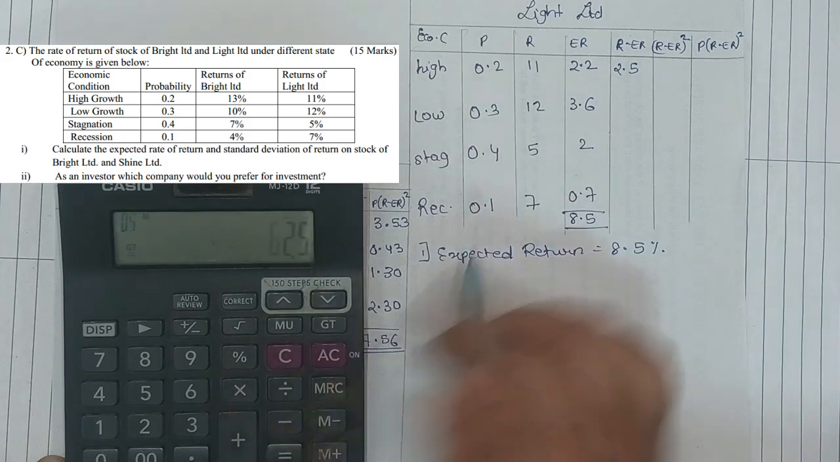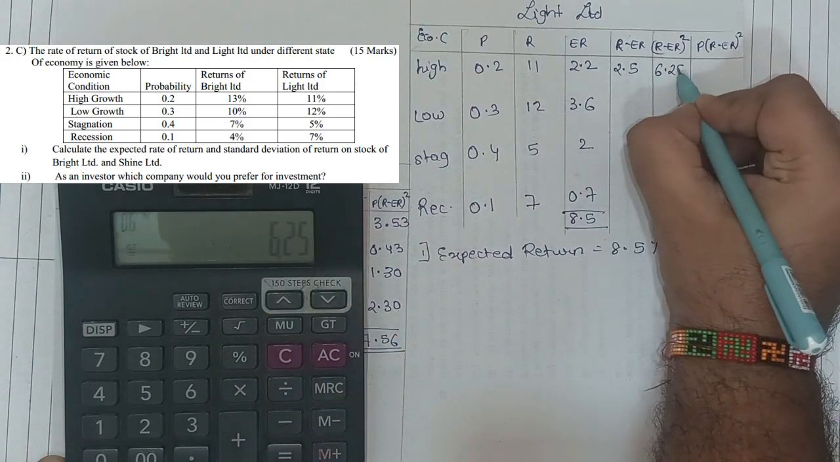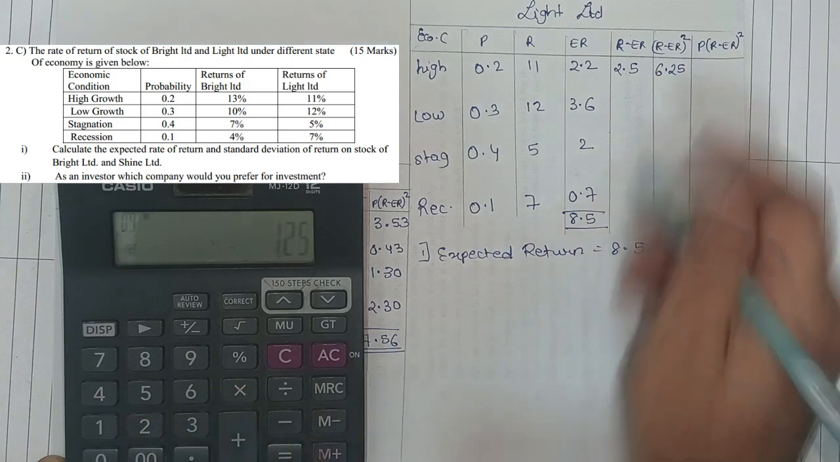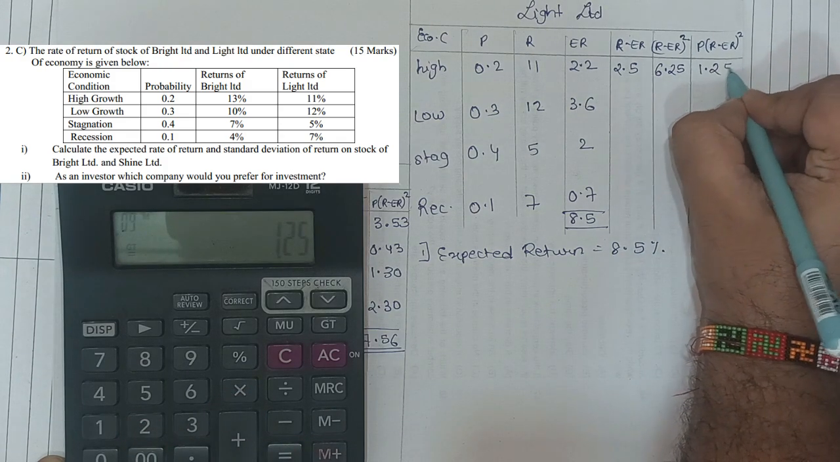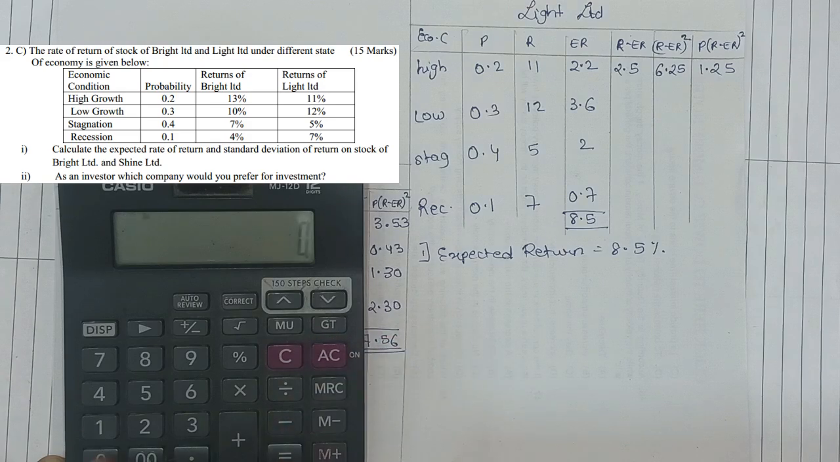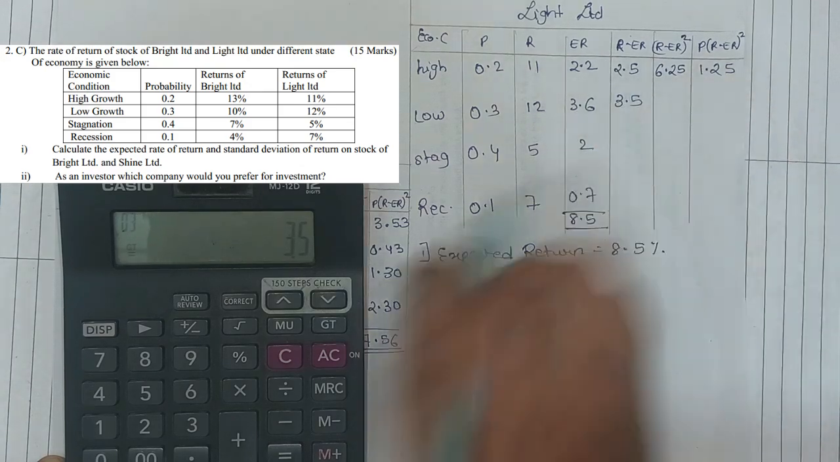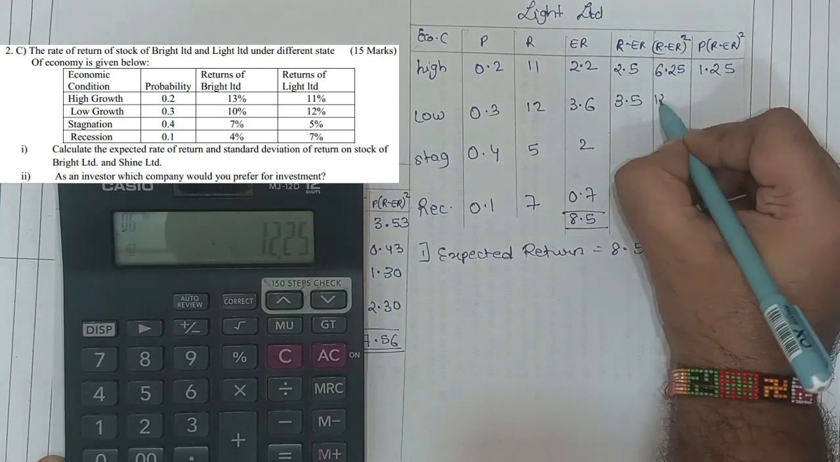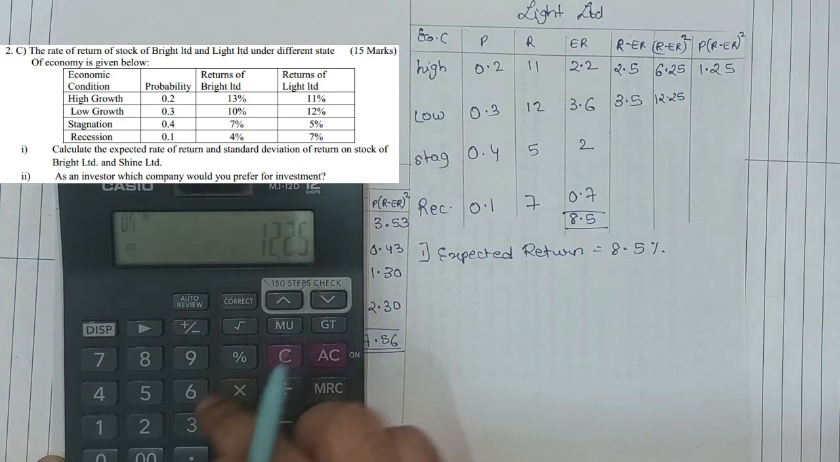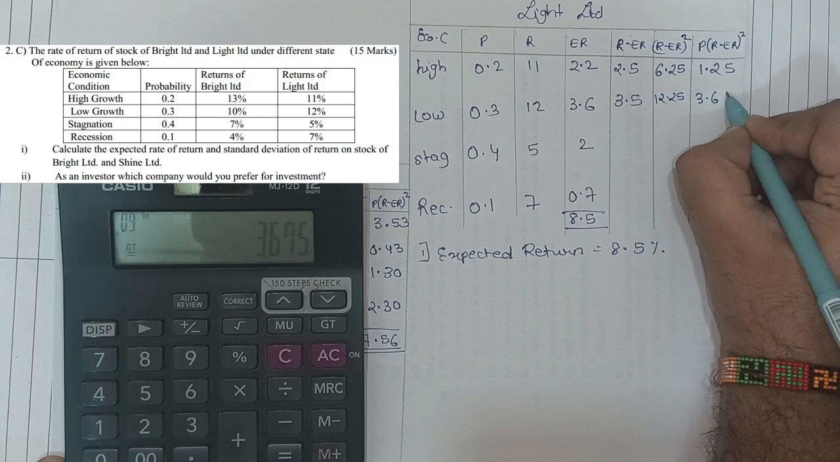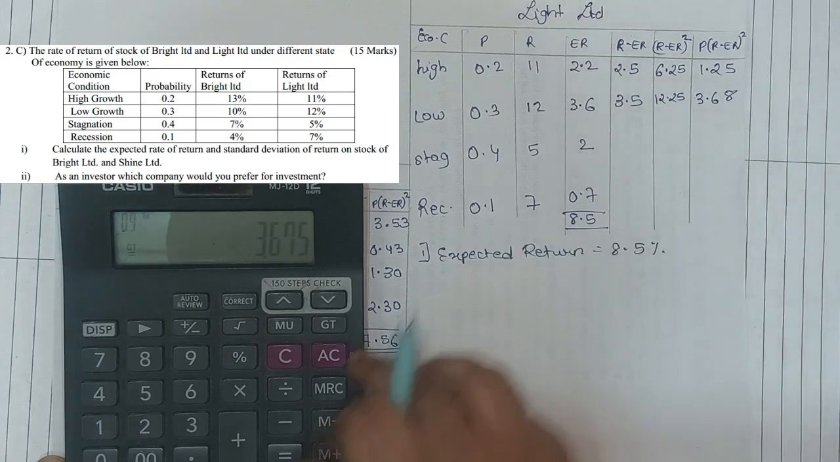Now R minus ER, so 11 minus 8.5 is 2.5. The square of that is 6.25 into the probability 0.2, that is 1.25. Next is 12 minus 8.5, which is 3.5. The square of that is 12.25 into 0.3, which comes to 3.675, or we'll make it 3.68.